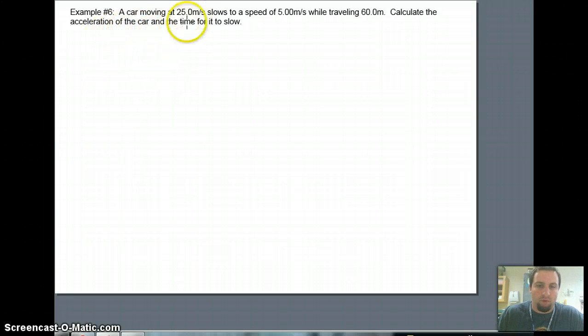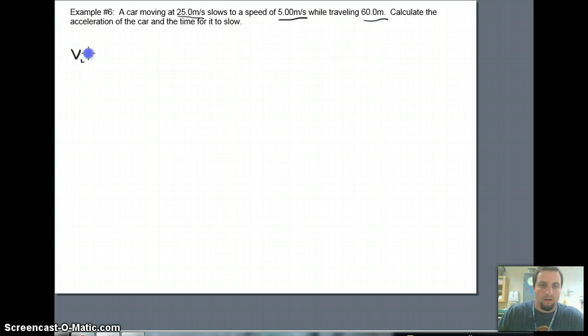A car moving at 25 meters every second slows to a speed of 5 meters every second while traveling 60 meters. Calculate the acceleration of the car and the time for it to slow. So let's underline what's given here. A car is moving at 25 meters a second, so that's what it's currently moving at. It slows to a speed of 5 meters every second while traveling a distance of 60 meters.